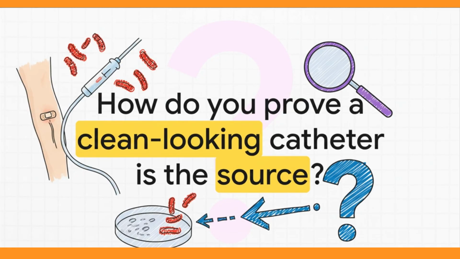All right, so picture this, because this is a scenario clinicians face all the time. You've got a patient with sepsis, a serious bloodstream infection, but when you look at the IV site, it looks perfectly clean. No redness, no swelling, nothing. A blood test confirms there are bacteria, sure, but it doesn't tell you where they came from. So how in the world do you prove that catheter is your prime suspect?